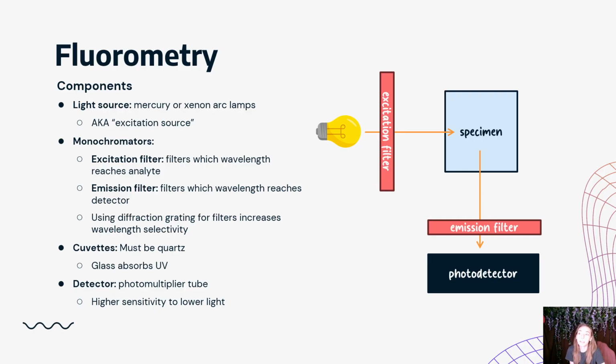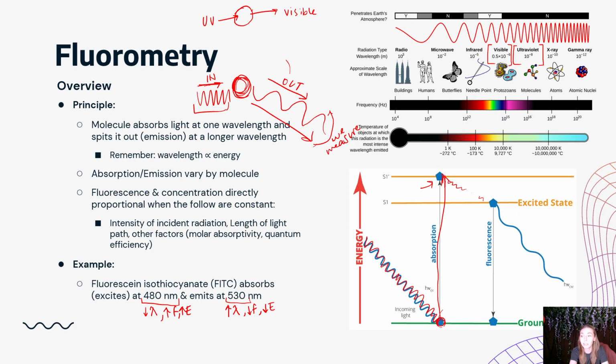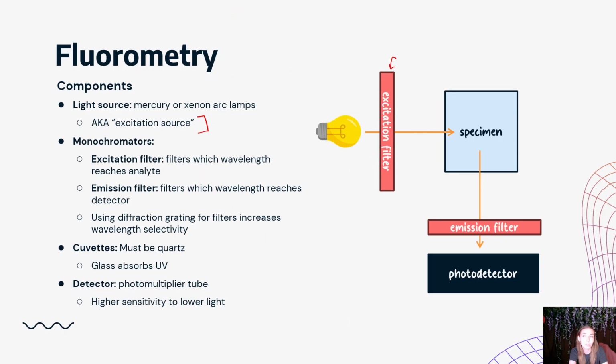For our fluorometry components, we have a light source, which is usually a mercury or a xenon arc lamp. These can also be called your excitation source because these are the things that create the light that excites the molecules and causes the whole reaction to happen. You have two monochromators. You have an excitation filter, because we're worried about two separate wavelengths of light, so we need to make sure that we are filtering for the correct wavelength that will excite things. In the case of FITC a second ago, we talked about it exciting at 480 nanometers. So this one, for example, might filter for 480 nanometers.